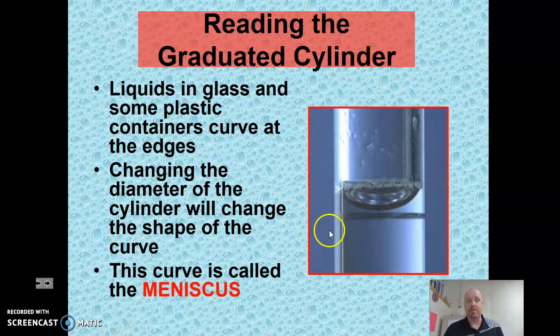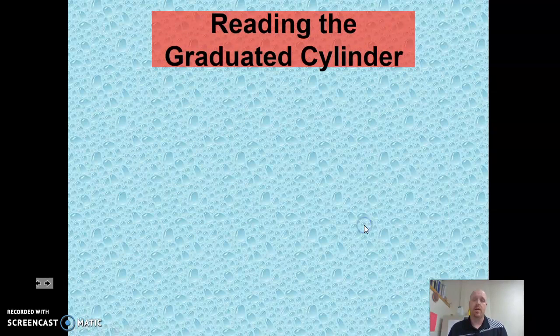And that curve is called the meniscus, and when we measure it, we always want to measure on the bottom of the curve. Okay, and don't look at the thick line and go, well, I'm going to split that down the middle. Just go off the bottom of that thick line. Okay, that is the meniscus.